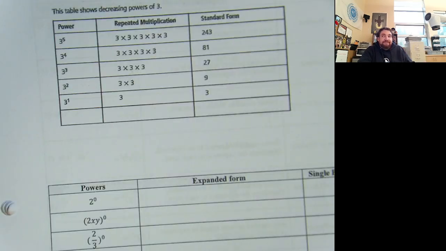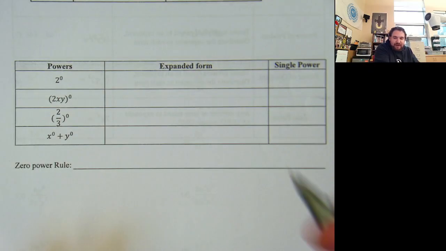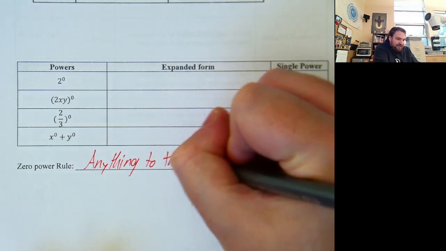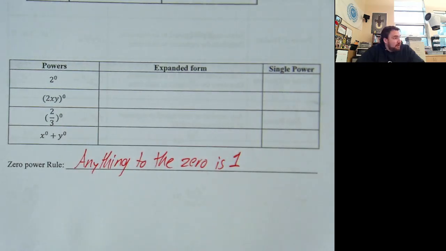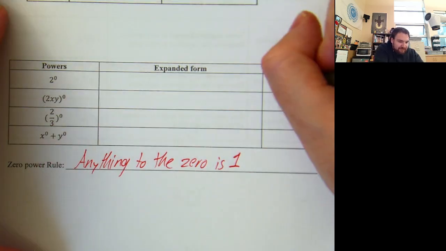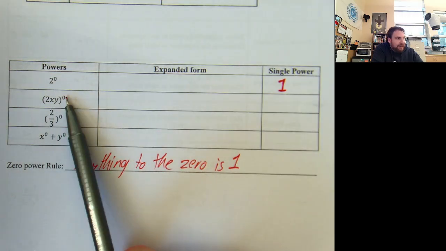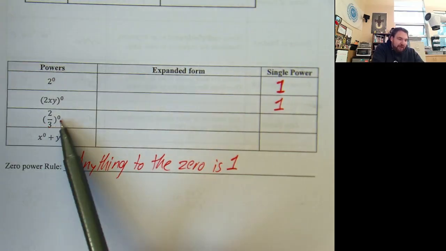Okay, when you're ready, flip the page. Anything to the power of 0 is? 1. Let's go straight to here. 0 power rule. Anything to the 0 is 1. So, if that's true, 2 to the 0 is 1. Thank you, William. 2 times x times y in brackets all to the power of 0 is 1. 2/3 all to the power of 0 is 1.